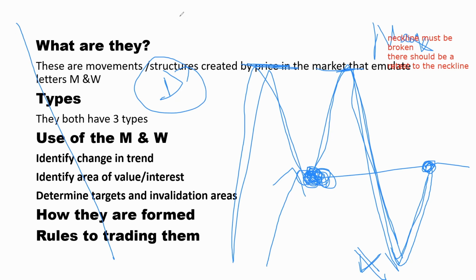So unless the market is creating an impulsive move, but if it's this normal market, we expect the market to come back and retest the neckline. That is rule number 2. Now let's go to rule number 3.